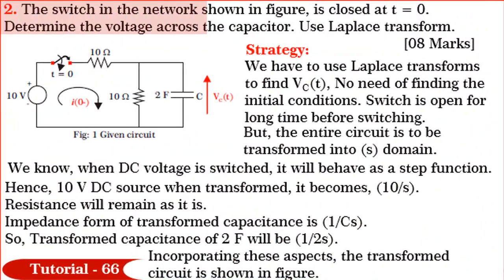Friends, next we shall solve question 2. In this question, we are required to determine the voltage drop across the capacitor Vc(t) using Laplace transforms. It is given that the switch is closed at t = 0.